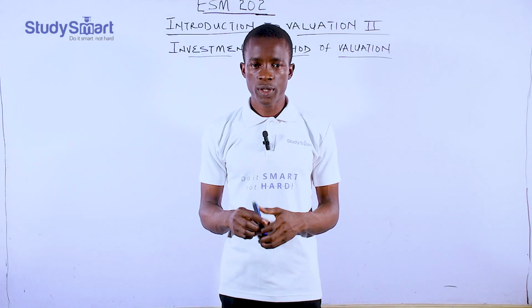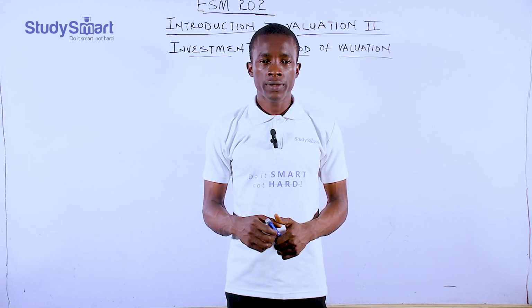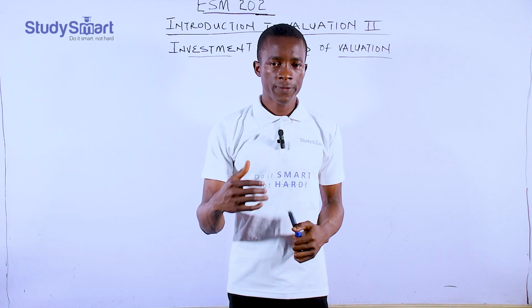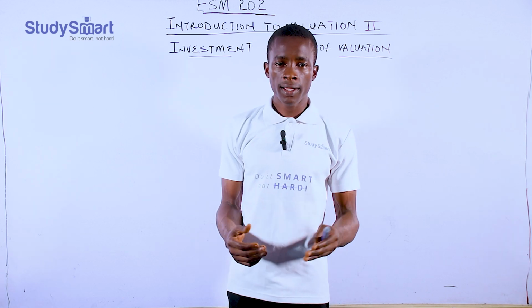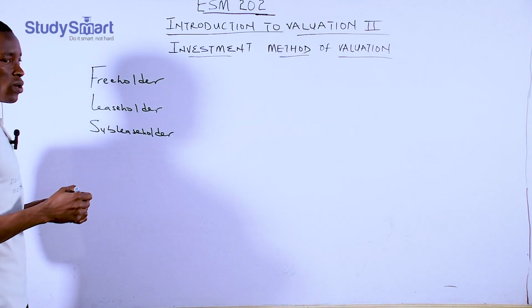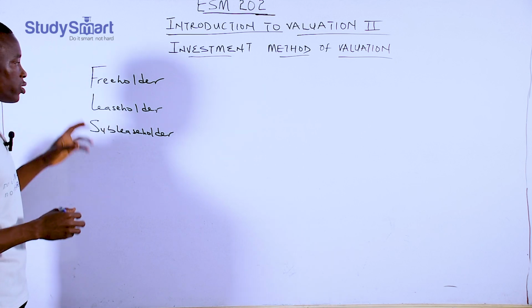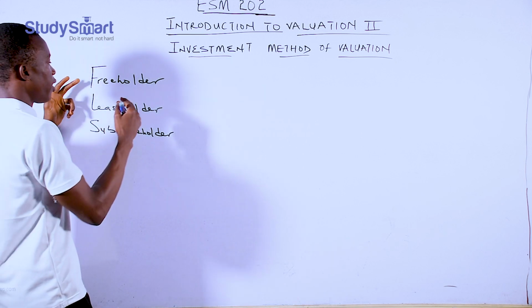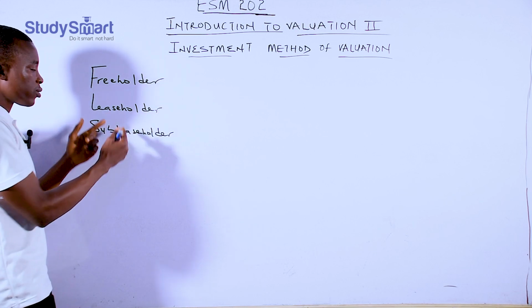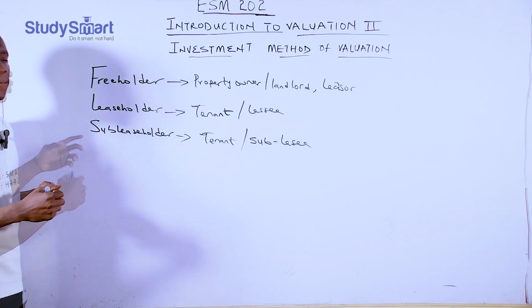When it comes to the investment method of valuation, we have about 3 parties involved. The freeholder, you value for the freeholder, you value for the leaseholder, and at times you have your sub-leaseholder. Most of the questions they ask you in the exam hall comprise the valuation of the freeholder, the leaseholder, and the sub-leaseholder, all encompassed in one question.